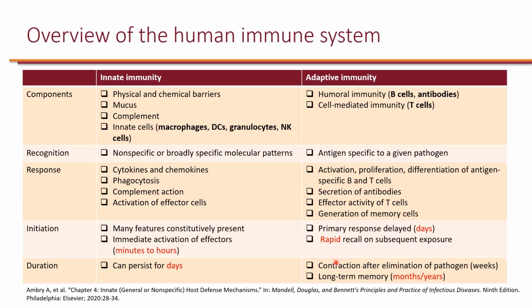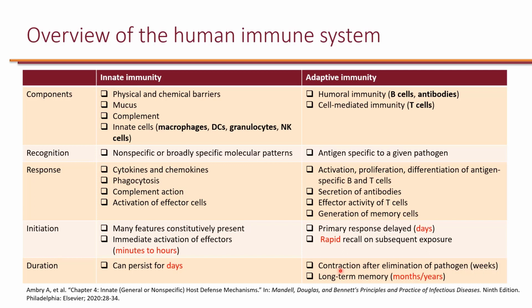Now, once the adaptive immunity clears an infection, there is a contraction after elimination of the pathogen that typically happens in a few weeks after the infection is cleared. And what contraction means is essentially, through adaptive immunity, the body will develop a lot of antibodies. And then once the infection is cleared, these antibodies start to wear off. So the levels of antibodies after a few weeks go down to very low levels, and that's called contraction.